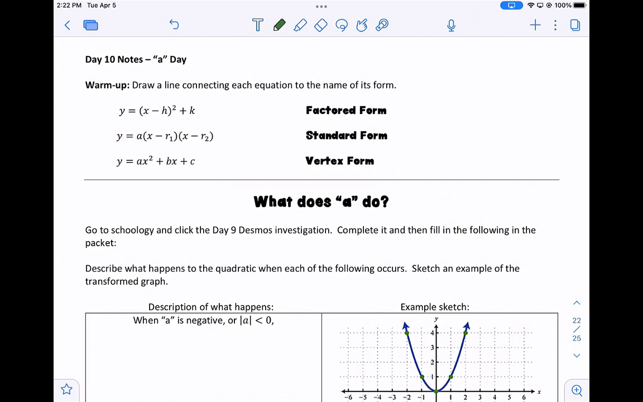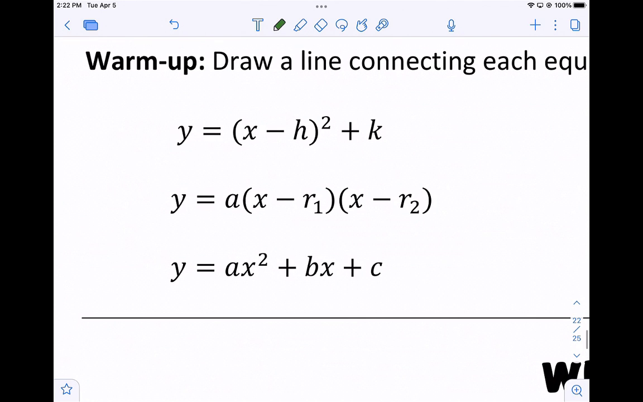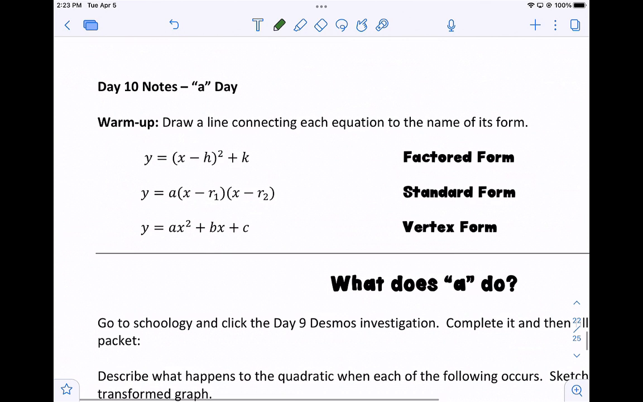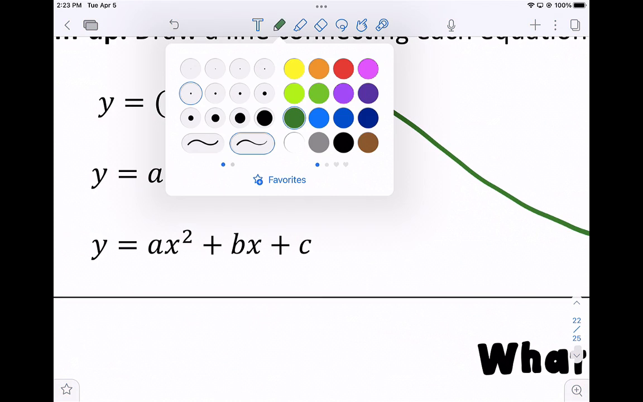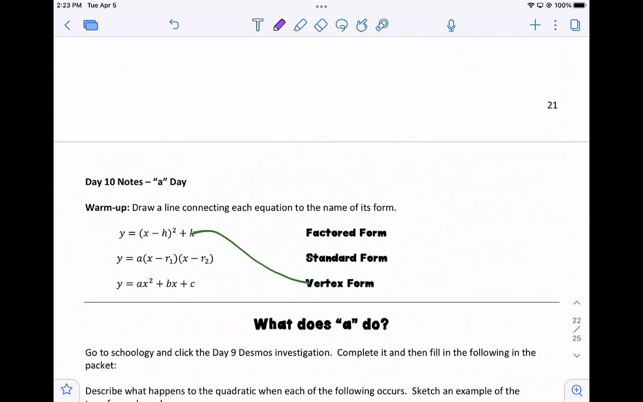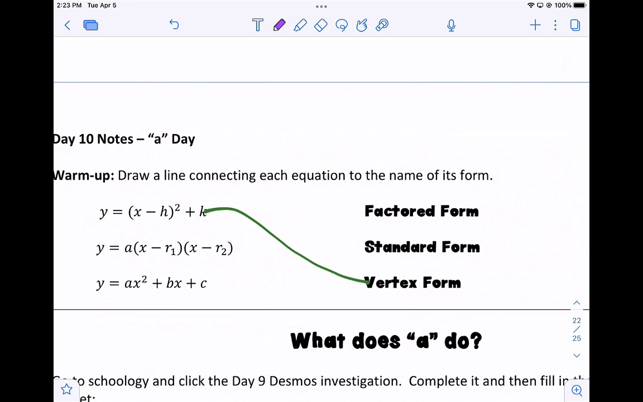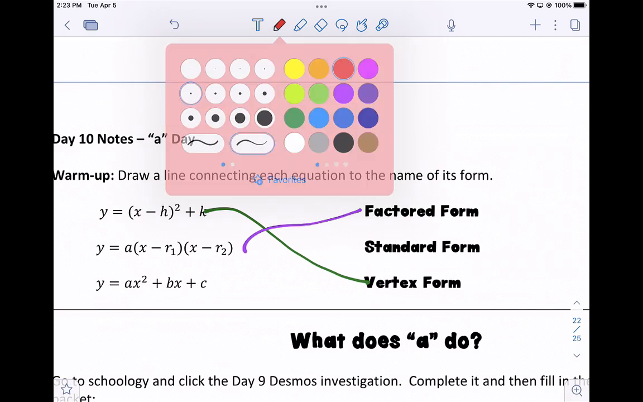Today we'll review the three forms of a quadratic, and also we'll look at what the a value does in each of these. So it says draw a line connecting each equation to the name of its form. The first one, where we have x minus h squared plus k, that is vertex form. When you see the two parentheses, that gives you the x-intercepts, and that's called factored form. And then when there's no parentheses, that's standard form.